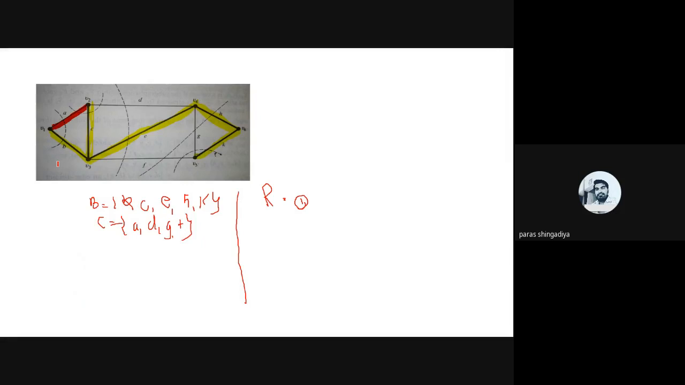Now check the edges. The edges included are A, B, and C. A is a chord, and B and C are the branches. So in this cycle, one is a chord and the rest of the edges are branches. So this circuit created by the A, B, C edges, where A is a chord and B and C are the branches, is known as a fundamental circuit. Let us create another one.